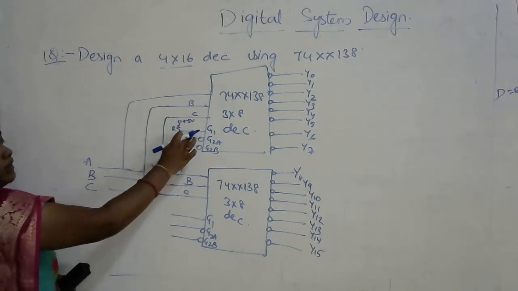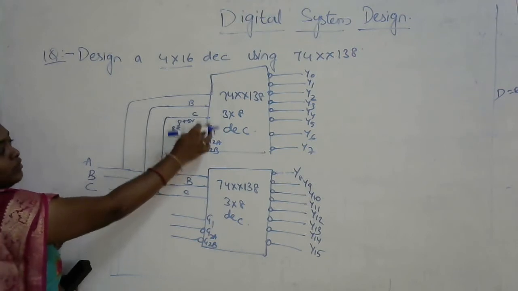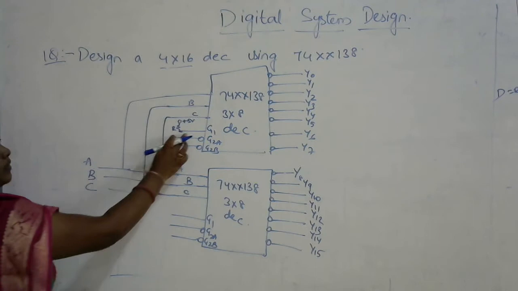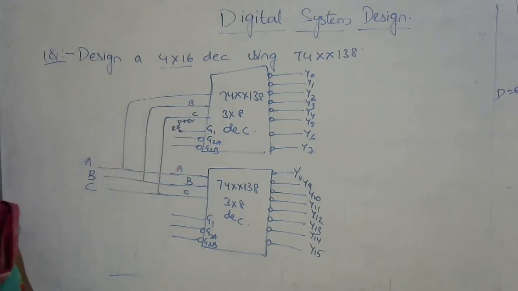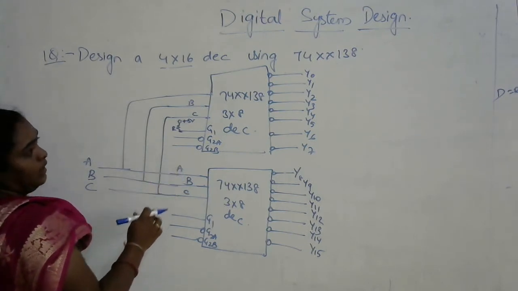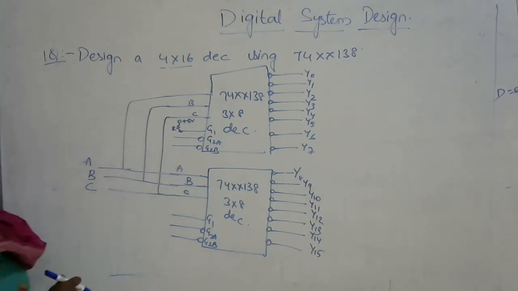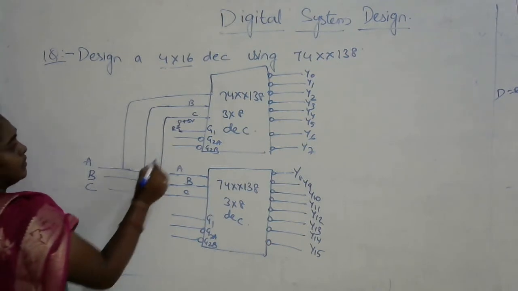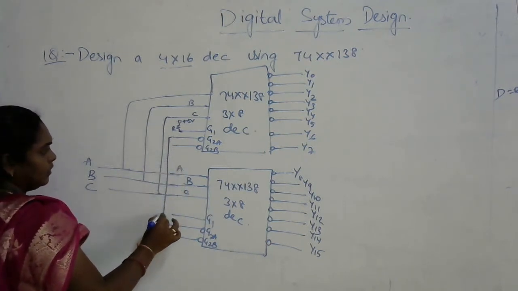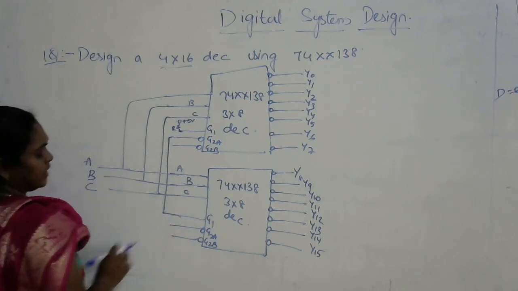So here, that is the reason I am connecting G1 of the first decoder circuit to the plus 5 volts. That itself indicates I am giving the logic 1 for the G1. Coming to the next one, that is G2B and G2A. So here I am connecting this G2A towards the G1 of the second decoder.